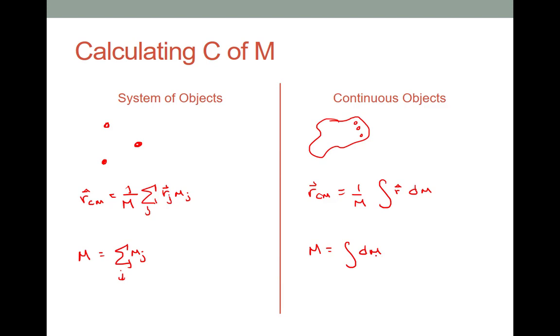Now this seems potentially very complicated and possibly daunting. I mean, who wants to integrate over a dm? It's not as bad as it looks. In the next part, we're going to do a bunch of examples where we calculate the center of mass. We will do one where we have a system of objects, and 2 where we have continuous objects, and you'll see that it's not as bad as you might think.